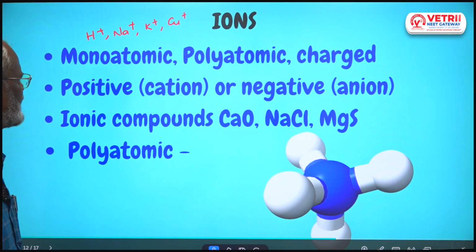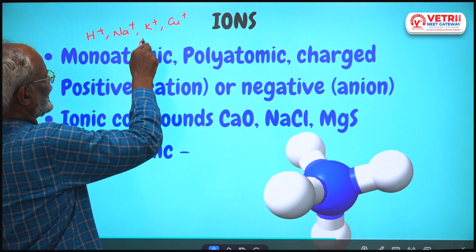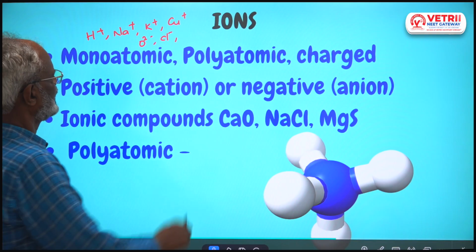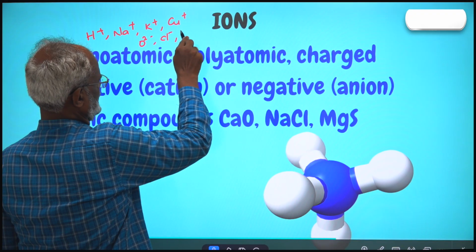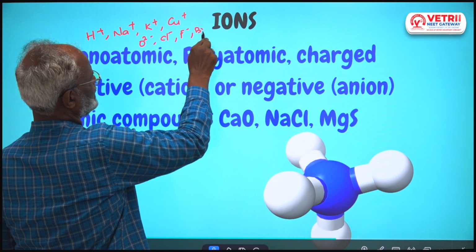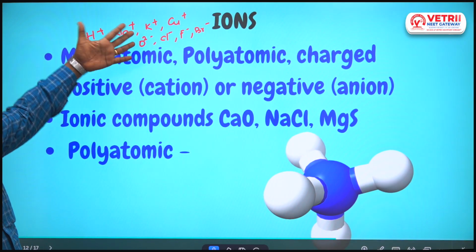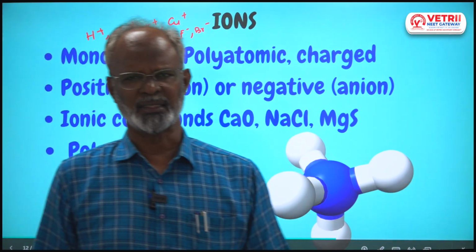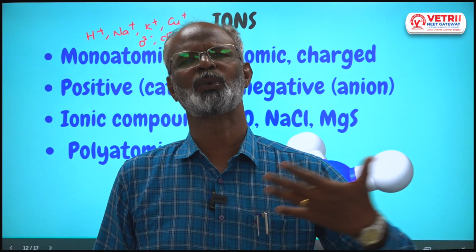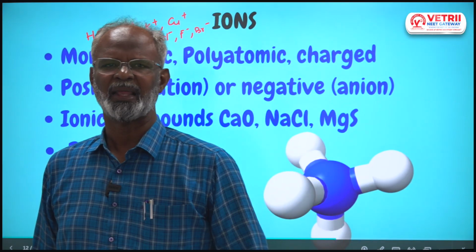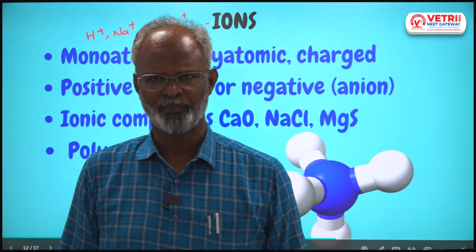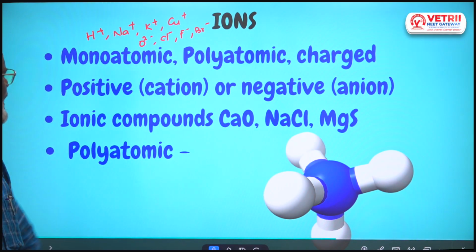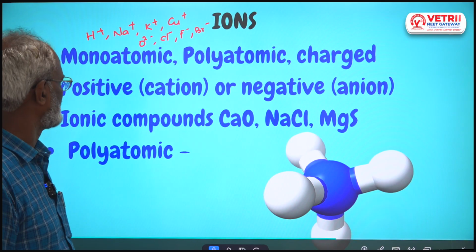We also have anions like O2-, Cl-, F-, Br-. These are all negatively charged monoatomic ions. They are called anions. During electrolysis, the positive ions go towards the cathode, so they are called cations. The negative ions move towards the anode, so they are called anions. The examples I have given are monoatomic cations and monoatomic anions.